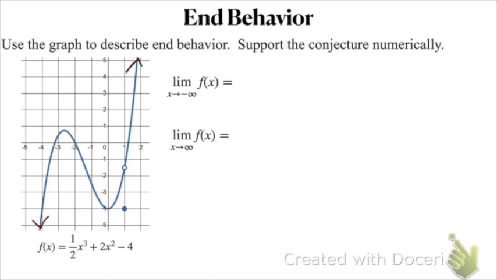So as we go to negative infinity, as we get farther and farther in the negative numbers, we are going to get to negative infinity. And as we go to the positive side, as x's increase, we are going to positive infinity. Our graph is going higher and higher on the y.